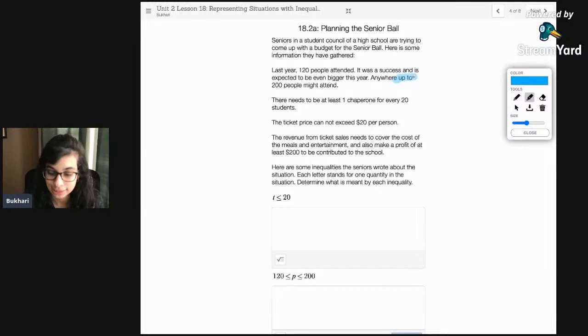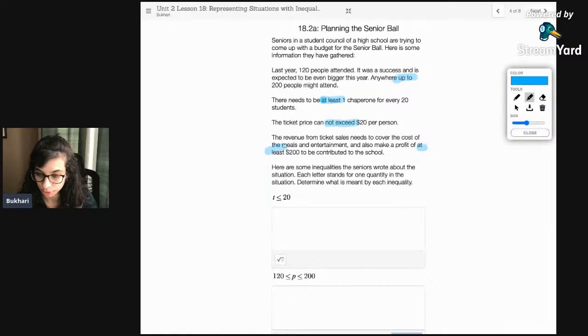There needs to be at least one chaperone for every 20 students. Ticket prices cannot exceed $20 per person, and the revenue from the ticket sales needs to cover the cost of meals, so they need to make a profit of at least. So we want to start building our verbal language. What does at least represent mathematically? What does not exceed represent mathematically?